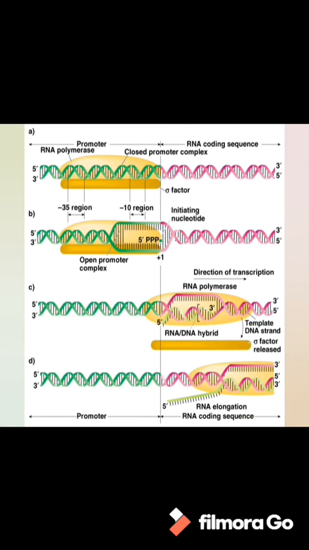Transcription process. RNA polymerase binds the promoter in two steps. First, it binds to the -35 sequence. Second, it binds tightly to the -10 sequence and positions itself to begin transcription. Once initiation is completed, RNA synthesis begins.